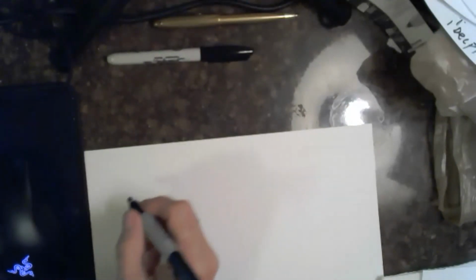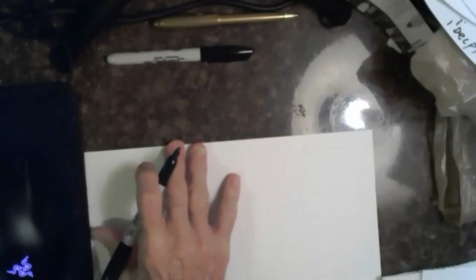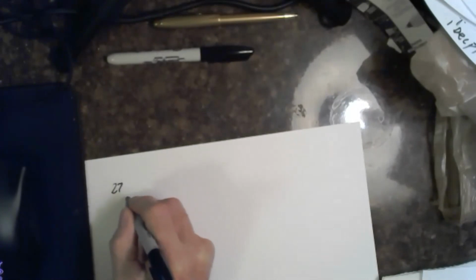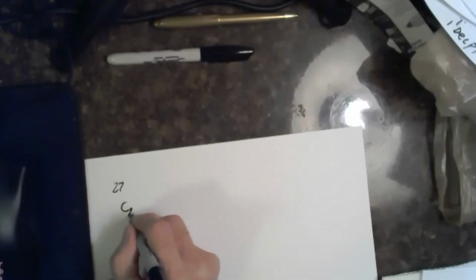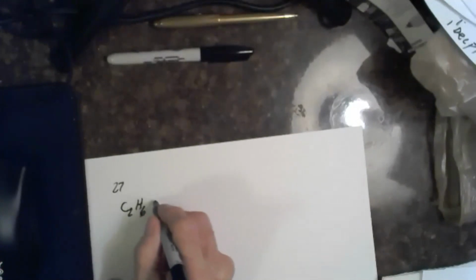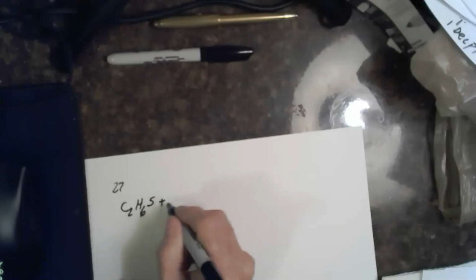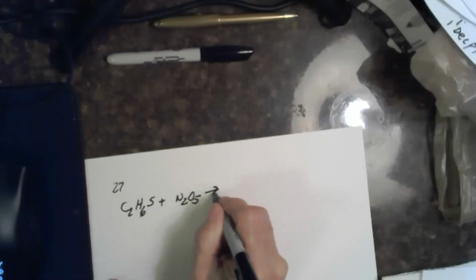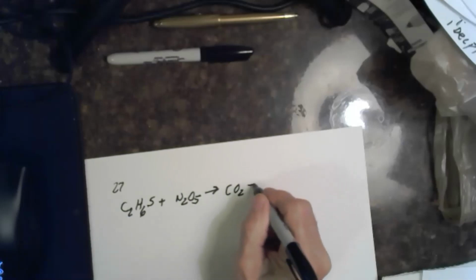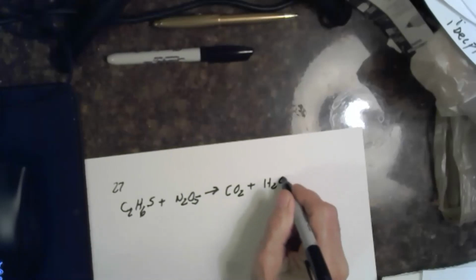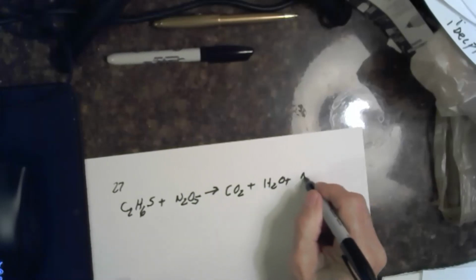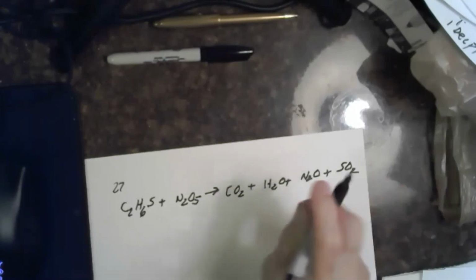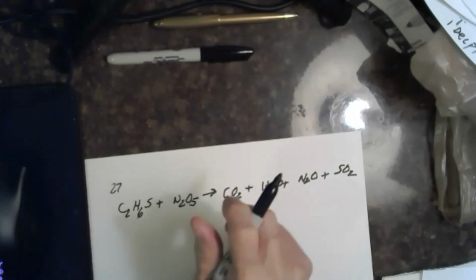Now let's look at this, and then I'll give you the links and the discussion on the lab. 27, and it's C2H6S plus N2O5 goes to CO2, H2O, N2O and SO2. All right. Okay. All right.